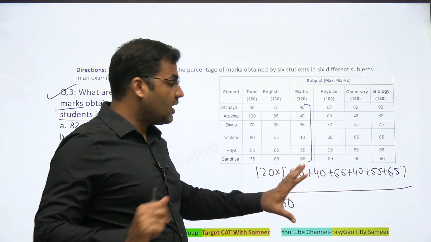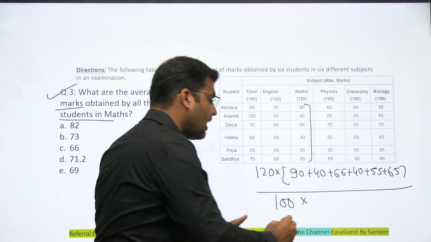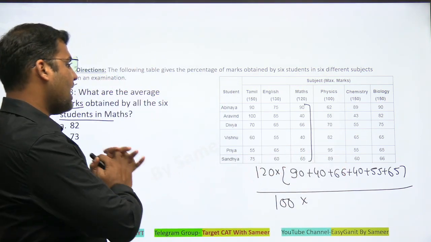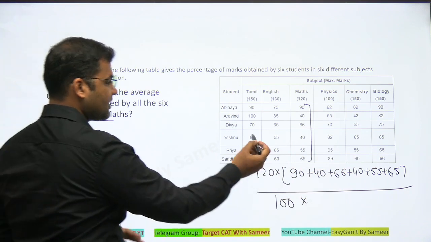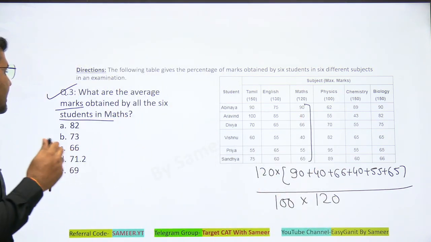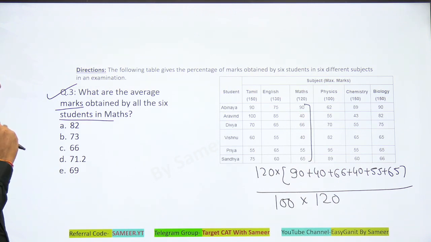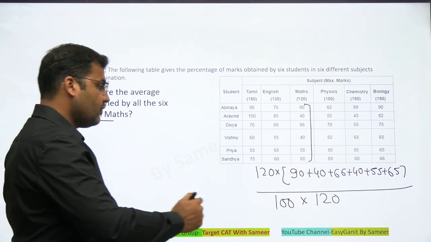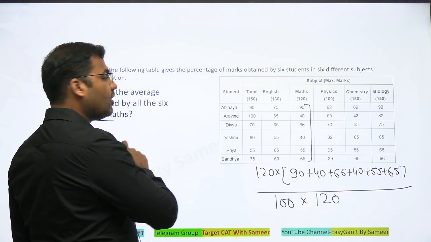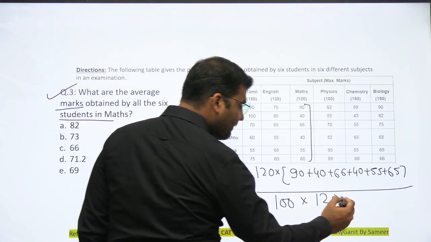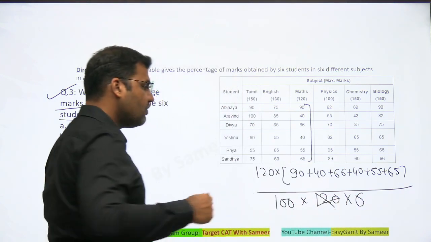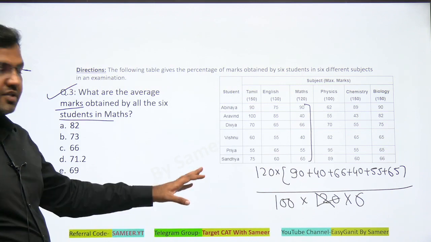These are the marks. Now I will be finding these marks as a part of the whole set of marks, which is total 720, 120 into 6, because I'm supposed to find out the average marks obtained by all 6. Now to find out the average marks obtained by all the 6 students in math, what will I do? I will divide it by 6, right? I will be dividing this value by 6, right?